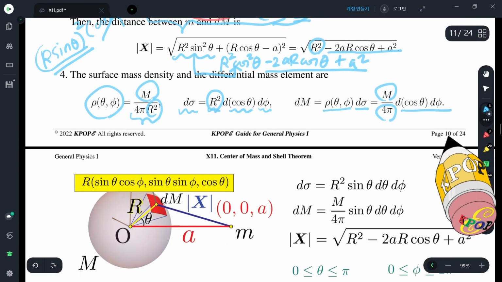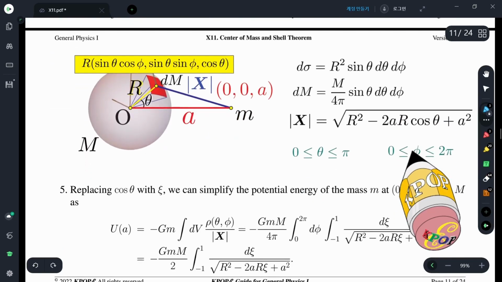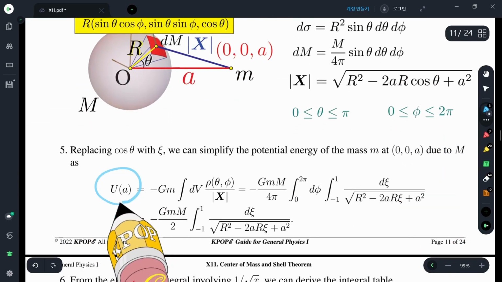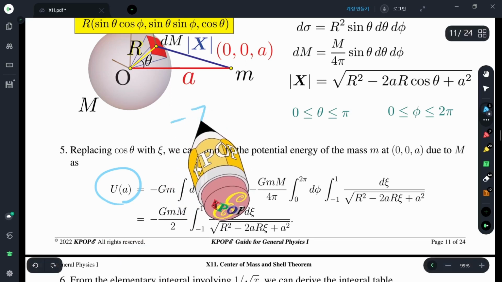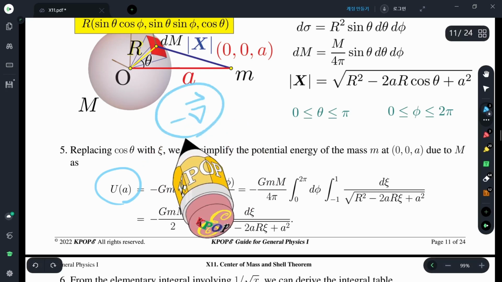So we are ready to compute the potential energy. Here we do not compute the gravitational force. Instead, we compute the potential energy, because once we know the potential energy, then the gravitational force can always be obtained by taking the negative of the gradient. So that's the reason why we use potential energy instead of force, because it is easier to compute.